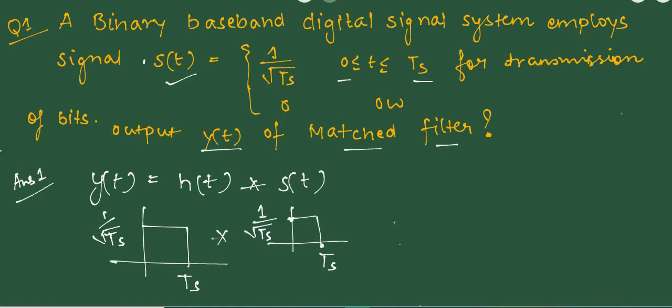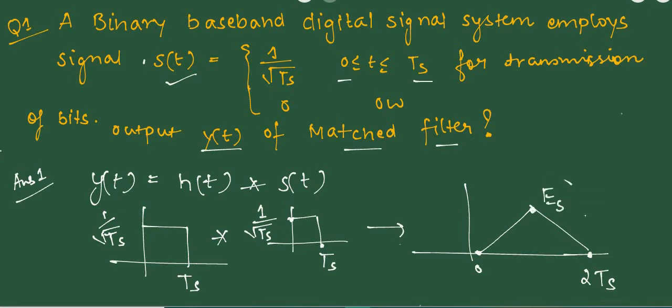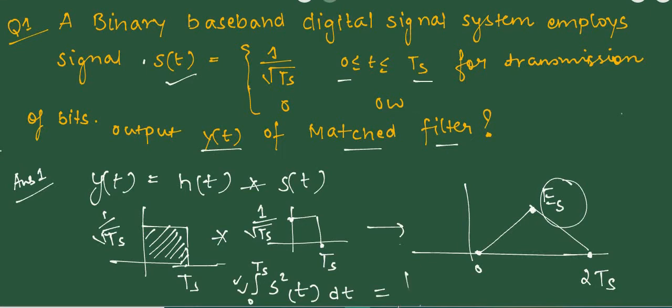Now we will convolve these two signals, which will result in the formation of a triangle which will start from 0 and end at 2Ts, and the peak will be at the energy of the signal. So we have to calculate this. The energy of the signal will be calculated as integral 0 to Ts of s square(t) dt, and s is 1 by root Ts, and we will square it, and this will become 1 by Ts dt. So the answer is 1. So the peak is at 1.